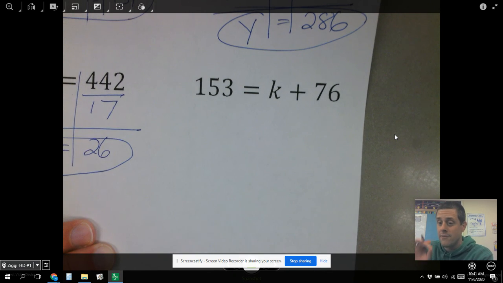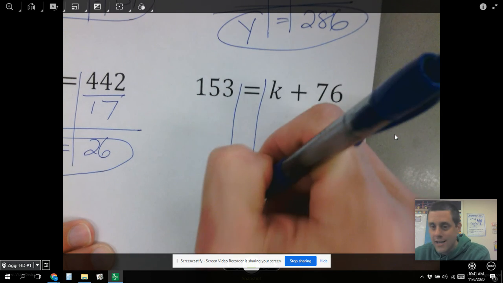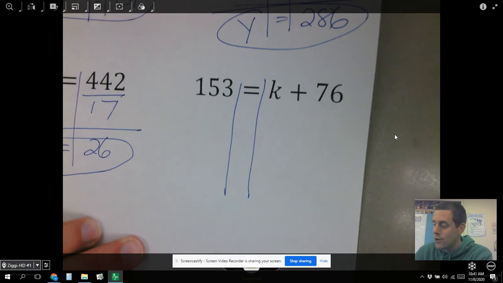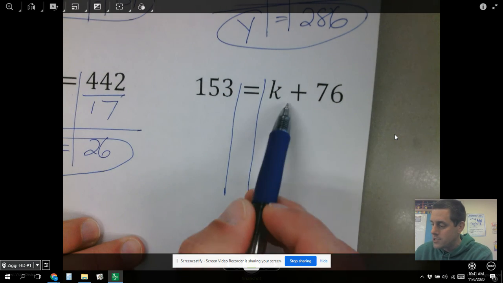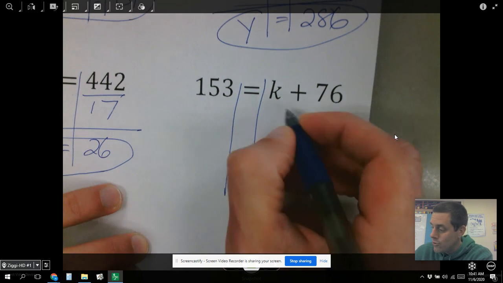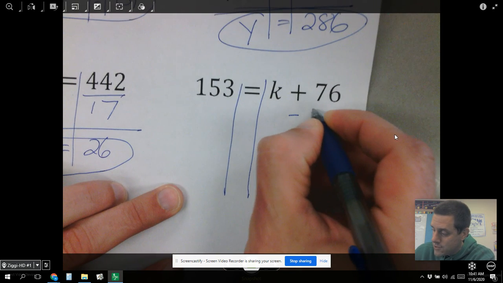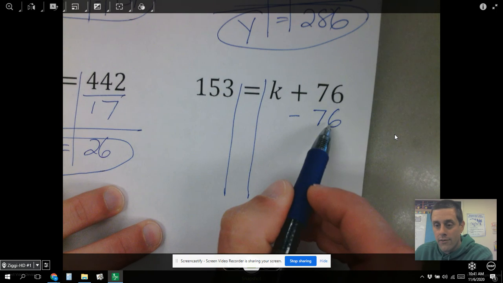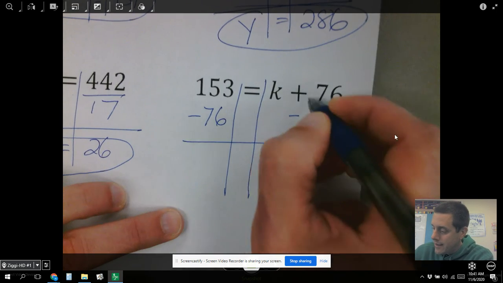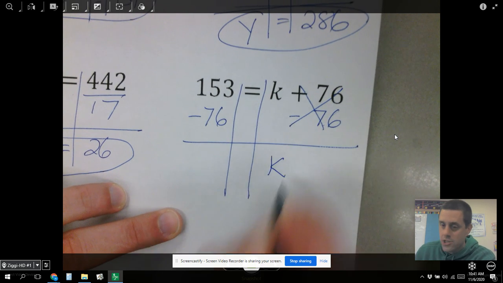All right, final equation, 153 equals k plus 76. This one looks a little different, but it is the exact same process. Split your equation into 2 sides. Now, my variable is on the right side. My goal is to isolate that variable to make it the only value on one side of the equation. Right now, k is stuck with a plus 76, so I'm going to do the inverse of adding 76, that is to subtract 76. Whatever you do to one side of the equation, make sure you're doing the same thing to the other side. The additive inverse leaves me with just k.